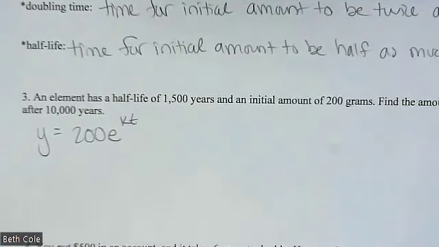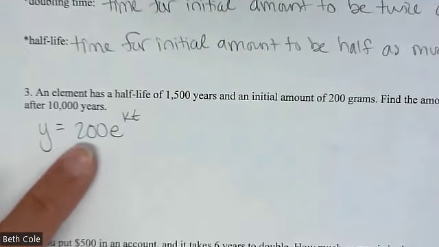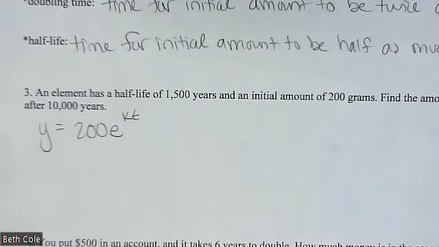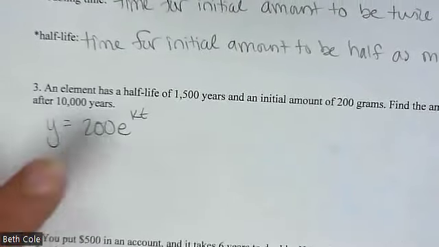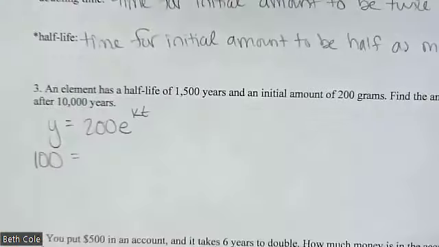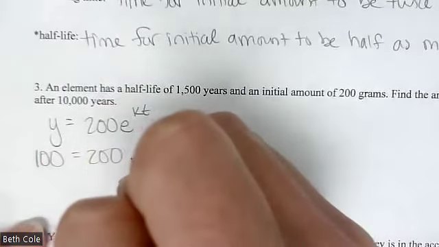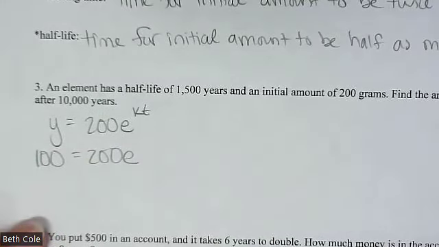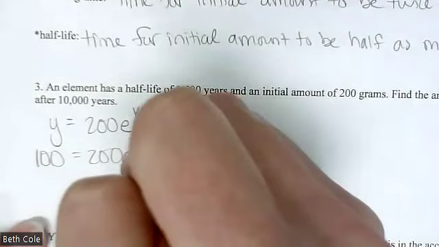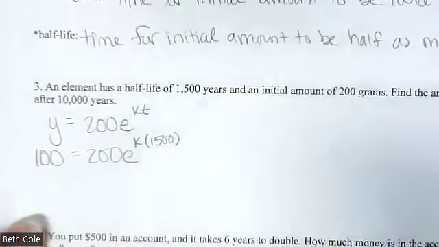And if you have half as much as what you started with, how much have you got? If you started with 200, now you have 100. It didn't come out and say that in the problem, but half of 200 is 100. So 100 is your amount that you ended up with. And then what else can I plug in? The years is 1,500.